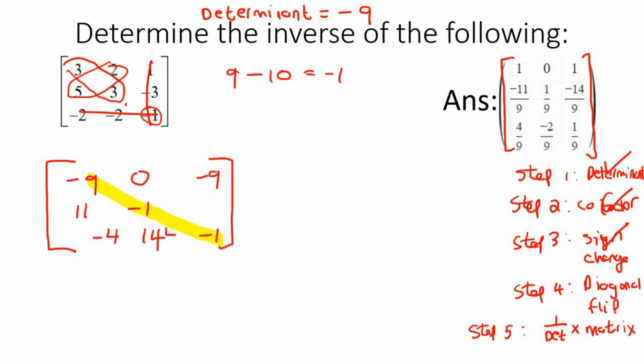And then the 4 and the 14 are going to switch. So this will be a 4 now, and this one would be a 14. So we've done the diagonal flip. And now all that we need to do is use the step 5 formula, which says 1 over the determinant.